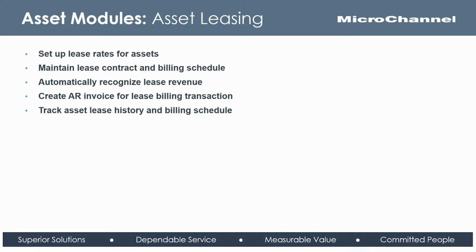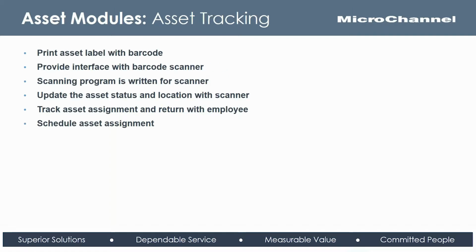The asset leasing module handles leasing of equipment. So whether it's leasing in or leasing out of assets, there could be rental assets, it could be equipment that you rent out to customers. It automatically creates the AR invoice for lease billing transactions and allows you to track the asset lease history and billing schedule. And then lastly, asset tracking gives you the ability to track your physical location of the assets.